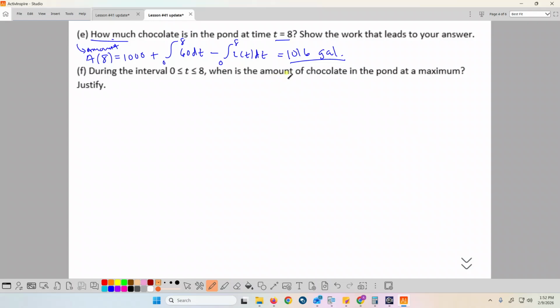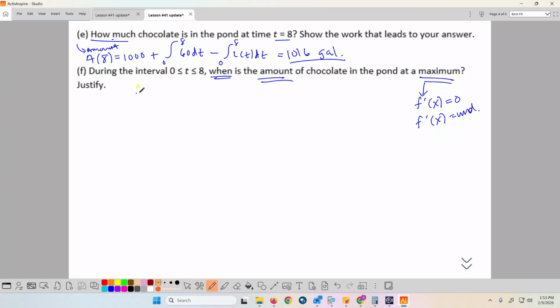Let's look at the next question and our final question here. During the interval from 0 to 8, we're looking for a t value. When is the amount of chocolate in the pond at a maximum? Oh my goodness, this question is loaded. So when we think maximums or minimums, and I'll be a little less formal here, we are really thinking about critical points. And remember that that happens when your derivatives are 0, or even when your derivatives are undefined. So I want to take a derivative. A derivative of what?